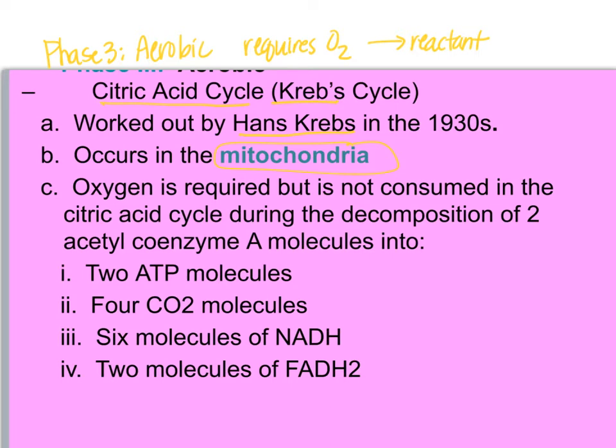Again, oxygen is required. In the citric acid cycle, those two acetyl coenzyme A's were reactants, because you ended the previous stage with acetyl coenzyme A. They produce 2 ATP, 4 carbon dioxide, 6 NADH, and 2 FADH2s. These are all products. You can see how they would group phase 2 and 3 together, because they're both producing carbon dioxide, NADH, and ATP.